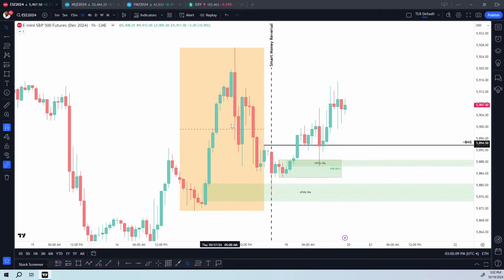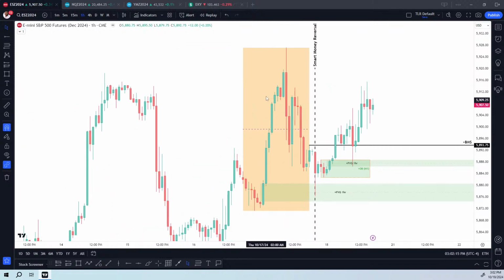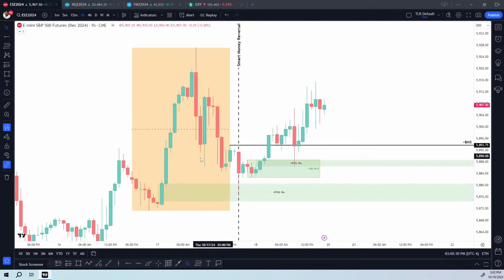Okay, so this is from the prior day. We blasted off. Remember, price is bullish. We blasted off, and then we came back down into the range. We came down to this fair value gap right there at the end of this day, and we started consolidating there.